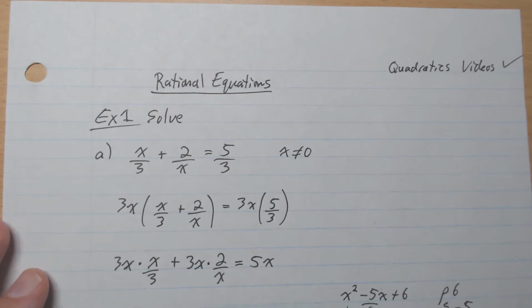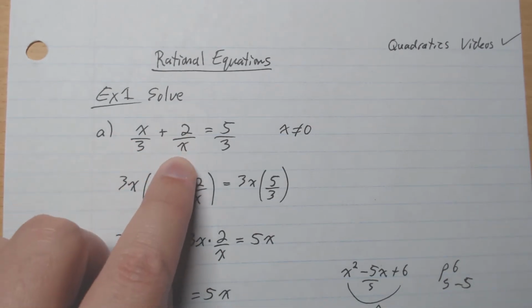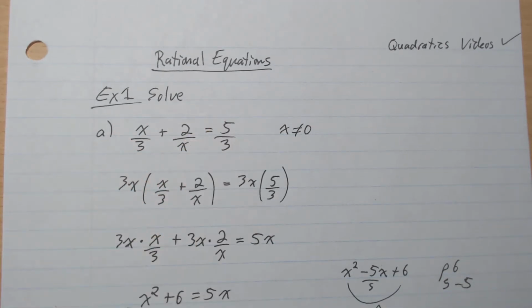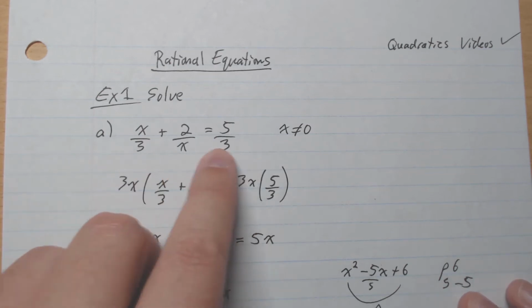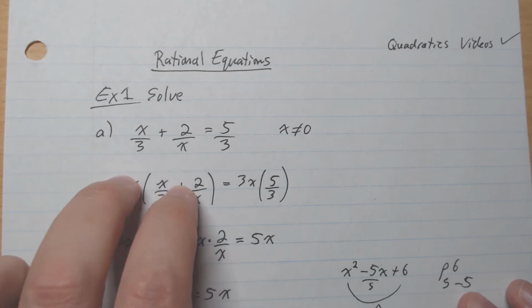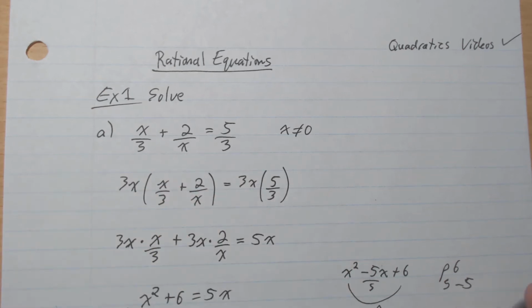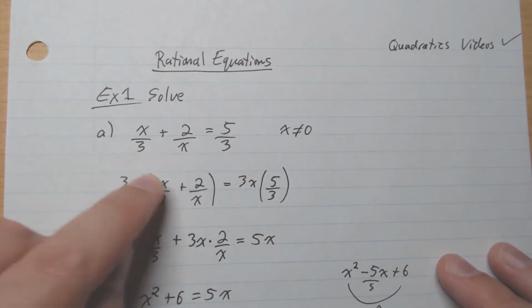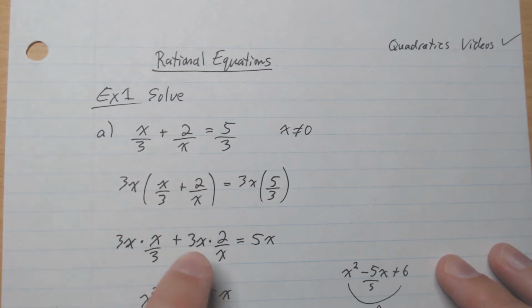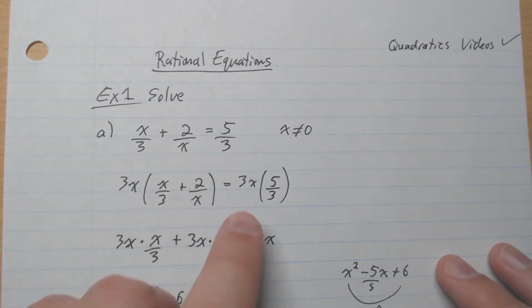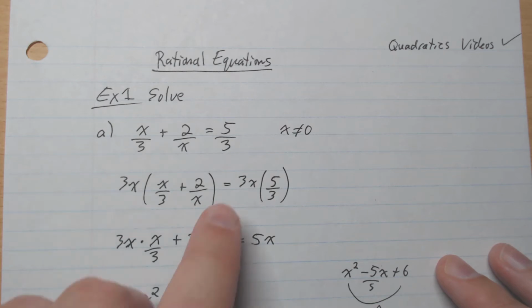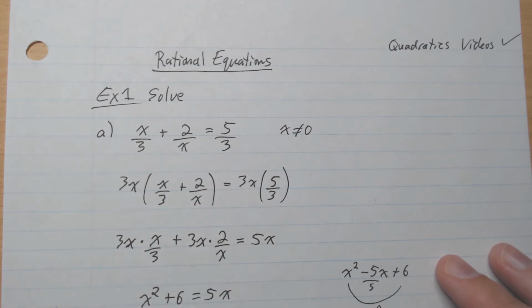So example 1, solve x over 3 plus 2 over x equals 5 over 3. We notice that x can't be 0. So what we're going to do is get rid of these denominators here. We're going to go times 3x to both sides. We distribute here: 3x times x over 3, 3x times 2 over x, and then 3x times 5 over 3. These 3's cancel. What's left is 5x.